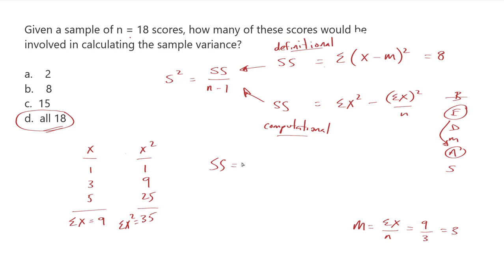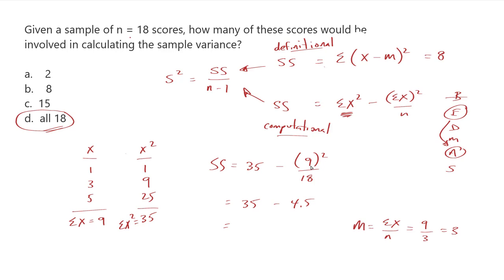So my sum of squares is the sum of x squared, that's 35, minus, in brackets, the sum of x, that's 9. I've got to square that, and then divide by 18. Now 9 squared is going to give me how much? 9 squared is 81. 81 divided by 18 is 4.5. So that gives me 35 minus 4.5, and that is not going to give me the right answer.